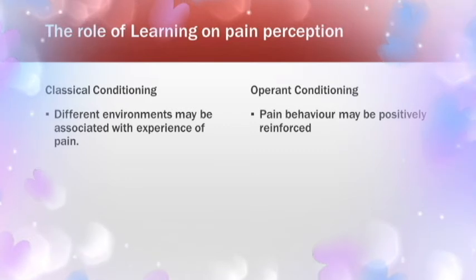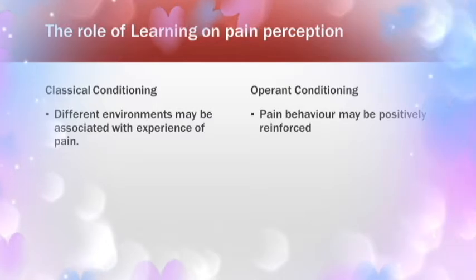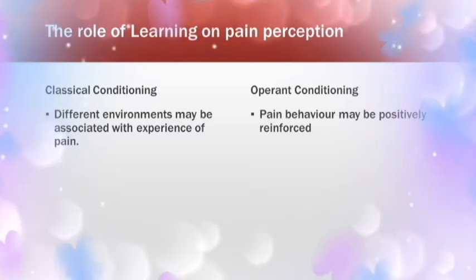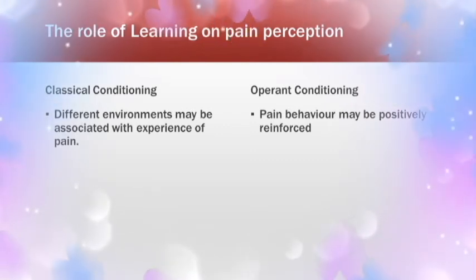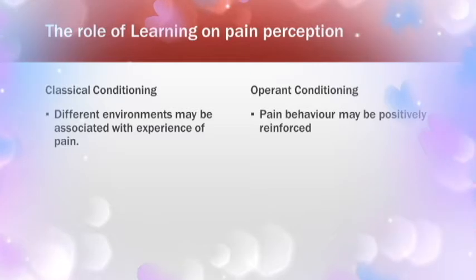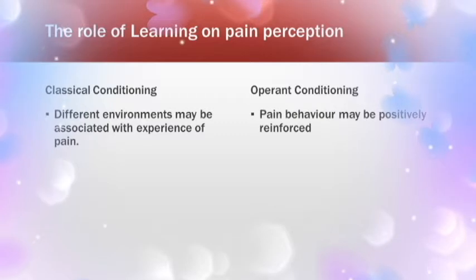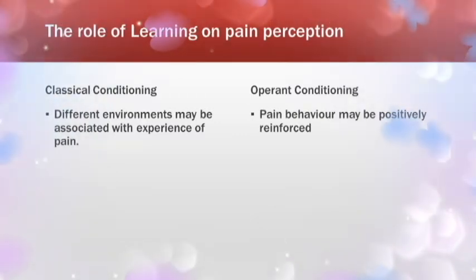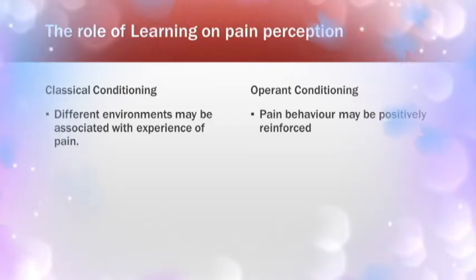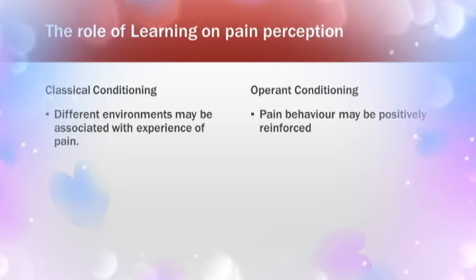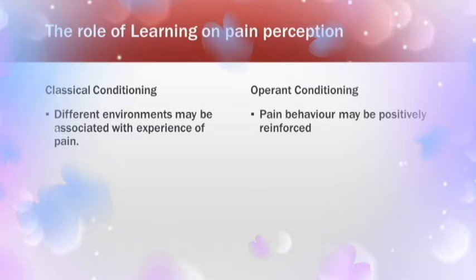Then there's also the operant conditioning side of pain, where researchers suggest that there is also a role of operant conditioning in pain perception. Individuals may respond to pain by showing pain behavior, resting, grimacing, limping, staying off work, and such pain behavior may be positively reinforced. Sympathy, attention, time off work again, which may itself increase pain perception. Then there's the role of affect.